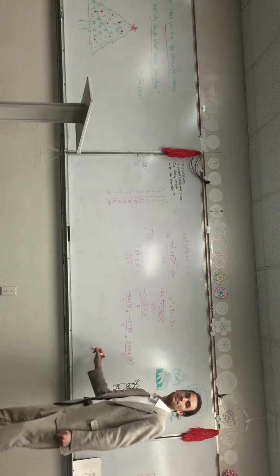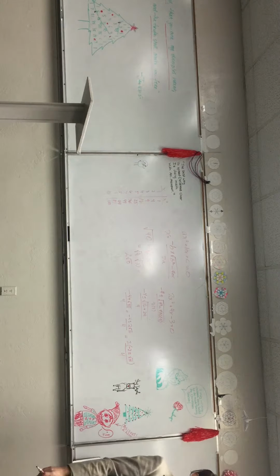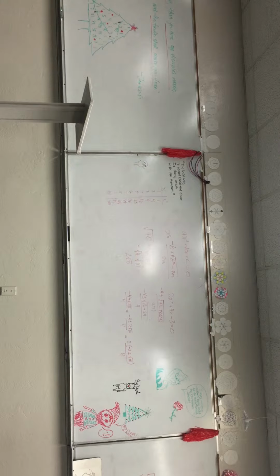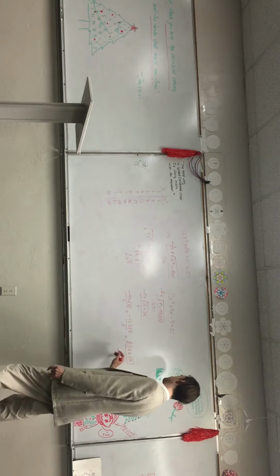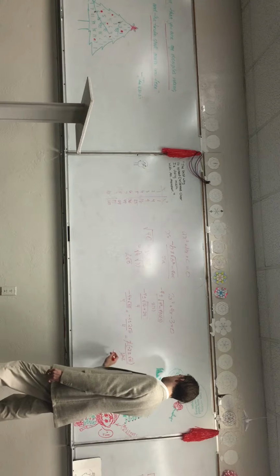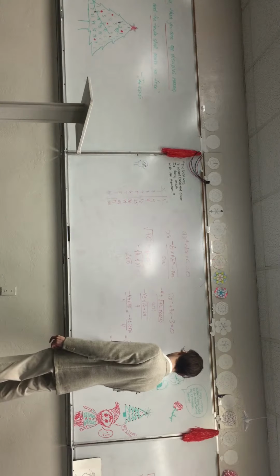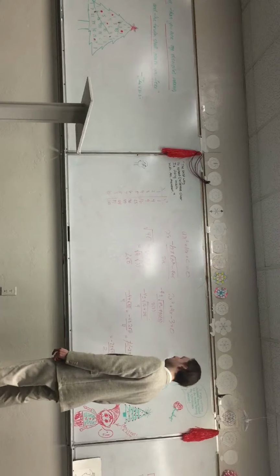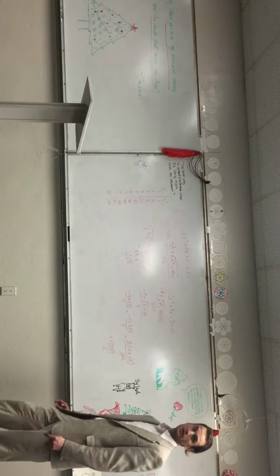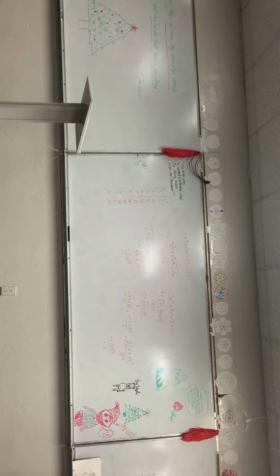Now I have a 2 on top and a 4 on the bottom. What happens? The 2 cancels out from the top, and what does the 4 become? 2. So I'm left with negative 2 plus or minus radical 10 over 2. Okay? Everyone following that?